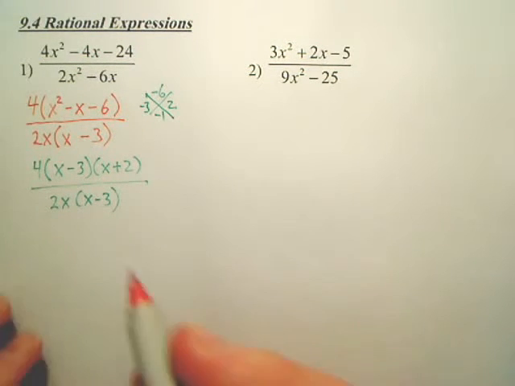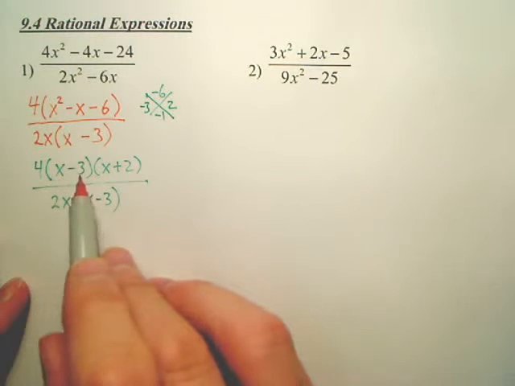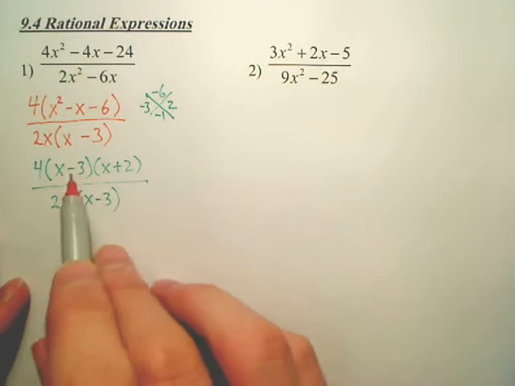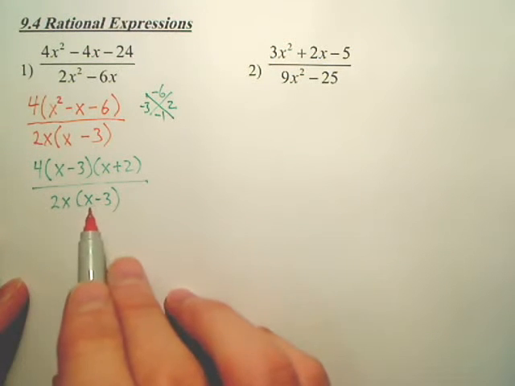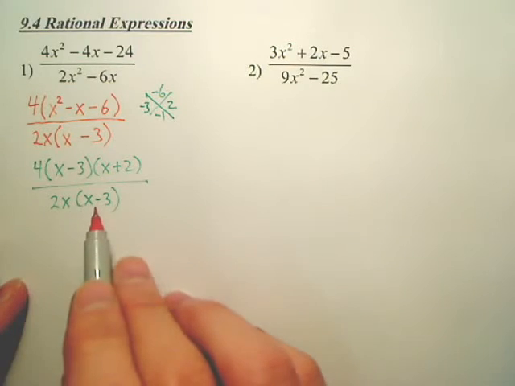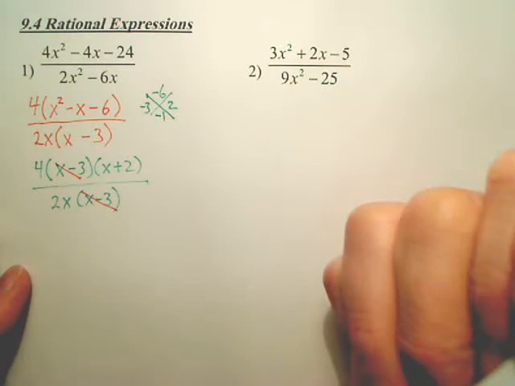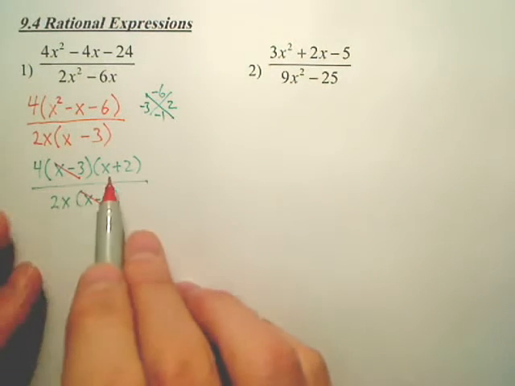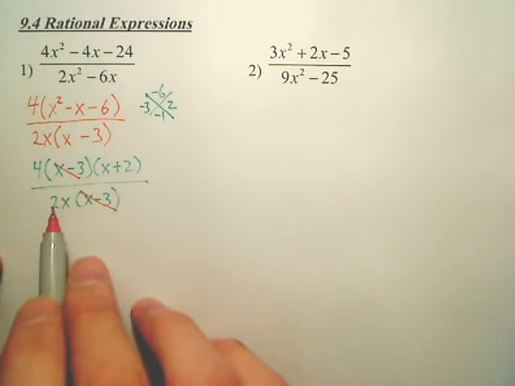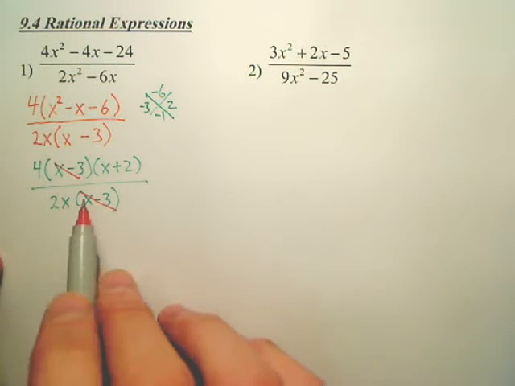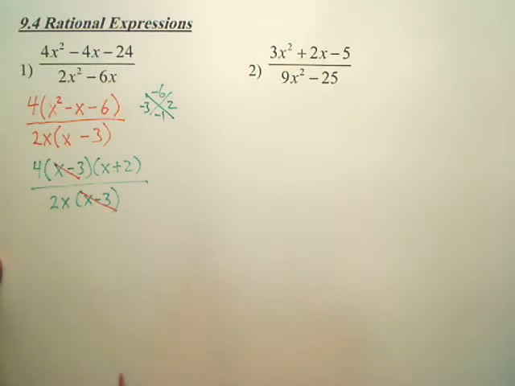From there, do you see how we have three quantities on top? We have a 4, an x minus 3, and an x plus 2. They're all multiplied, correct? On the bottom, we have a 2, an x, and an x minus 3. Those are all multiplied. Could I cancel this and this? Yeah. Isn't this x minus 3 connected with everything on top by multiply? Yes, it has a minus inside of it, but it's a quantity of x minus 3 that can cancel out.